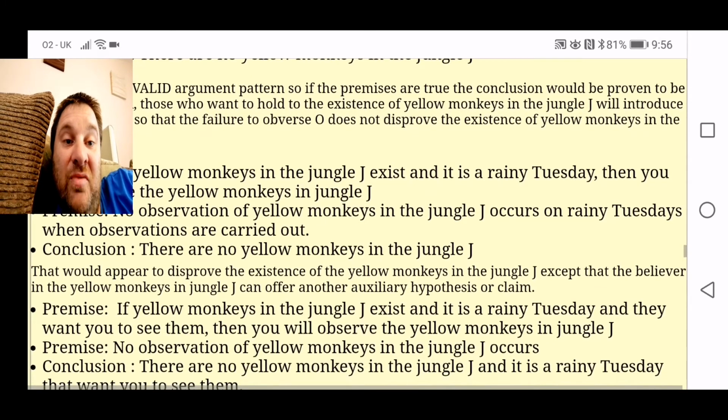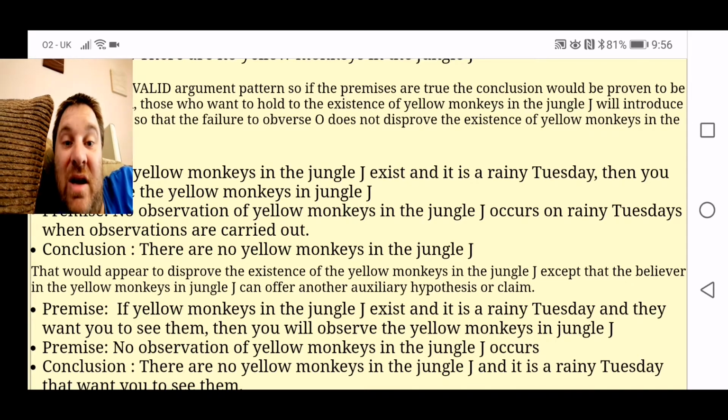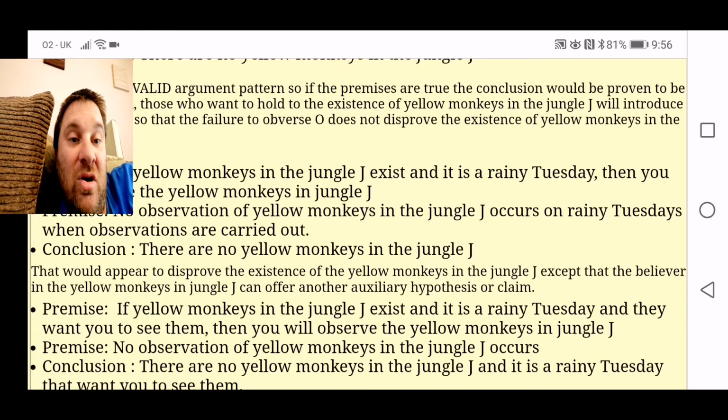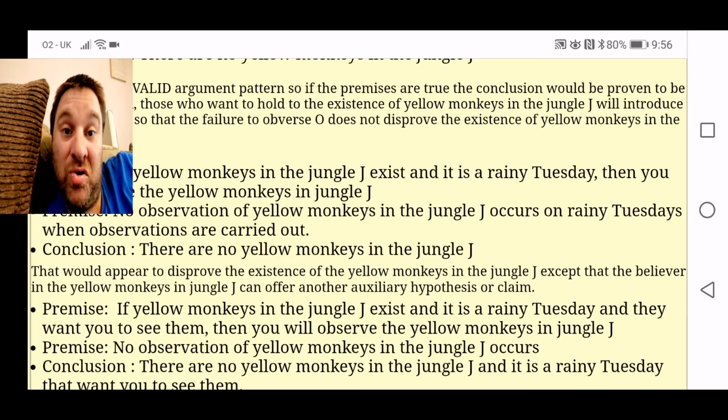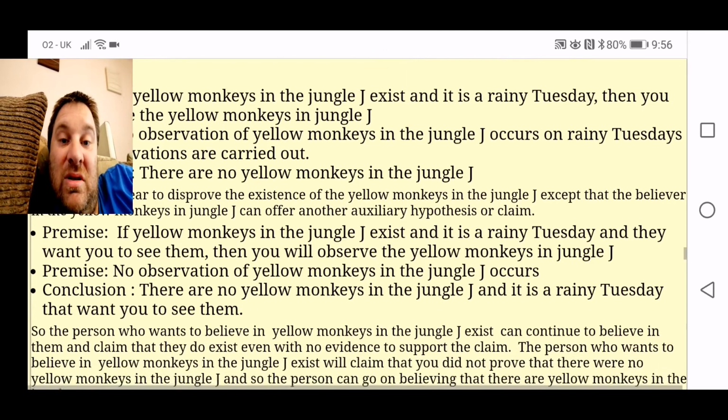That would appear to disprove the existence of the yellow monkeys in Jungle J, except that the believer in the yellow monkeys in Jungle J can offer another auxiliary hypothesis or claim. So it's moving the goalposts, basically.